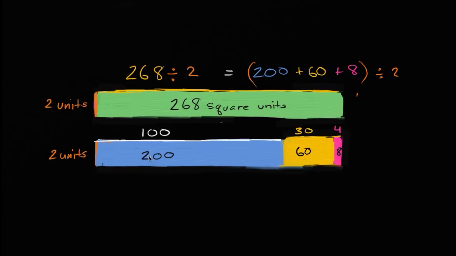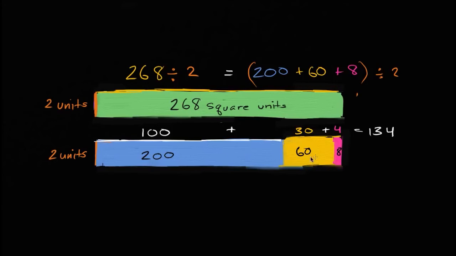Notice, 100 times 2 is 200. 30 times 2 is 60. 4 times 2 is 8. And so this whole length up here is going to be 100 plus 30 plus 4, or 134. And we've already seen other ways of coming up with this. You can say, look, 2 hundreds divided by 2 is 100. 6 tens divided by 2 is 3 tens. 8 ones divided by 2 is 4 ones.